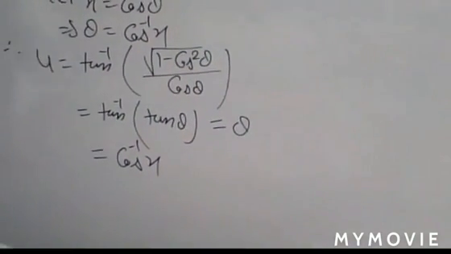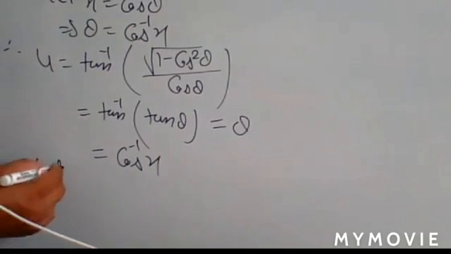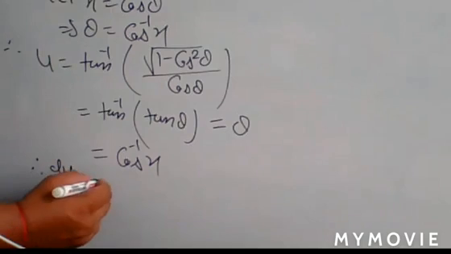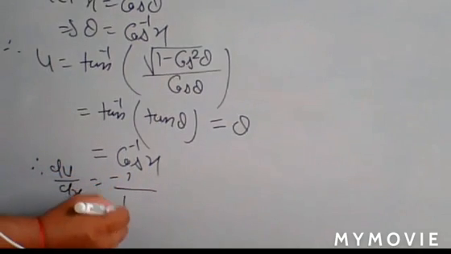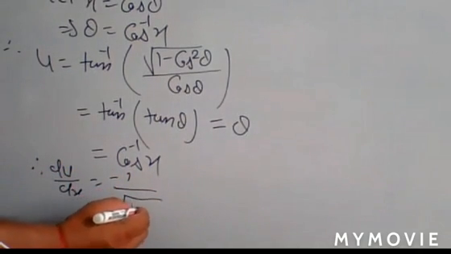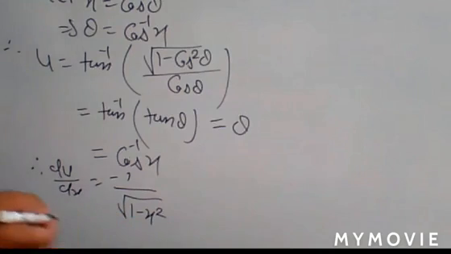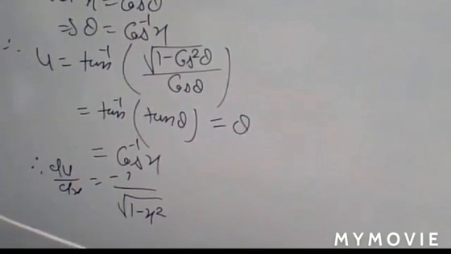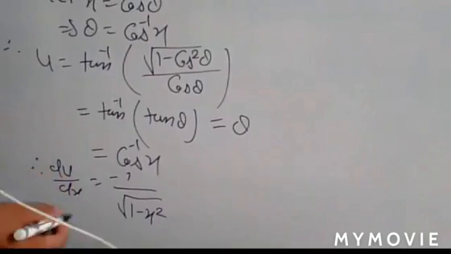So the value of du by dx, right? So du by dx is equal to minus 1 upon under root 1 minus x square. Minus 1 upon under root 1 minus x square. So you write here the value of du by dx.